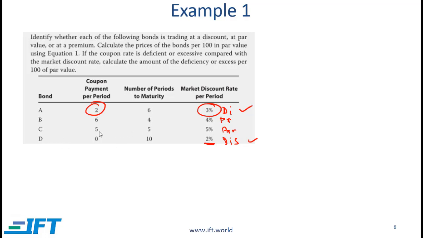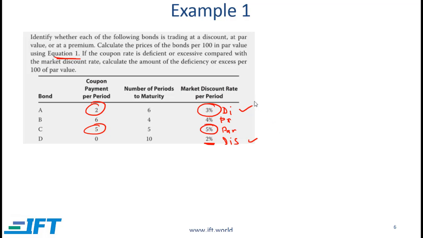C is a par bond because the coupon rate and the market rate are the same. And bond B is a premium bond because the coupon rate is high relative to the market discount rate. This question asks us to calculate based on equation 1, but what I want you to do is actually use the calculator because that's what you will do on the exam.